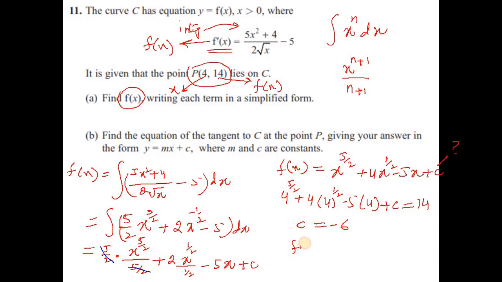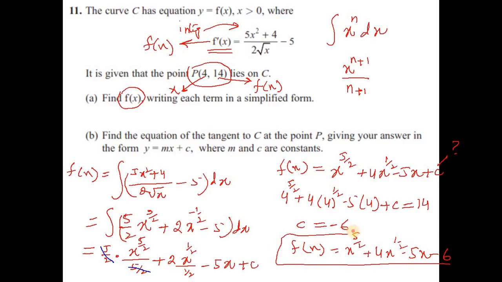Then resubstitute this value of c in this function. So finally your f of x, with the obtained value of c, is x to the power 5 by 2 plus 4x to the power half minus 5x minus 6. This is your value of f of x.